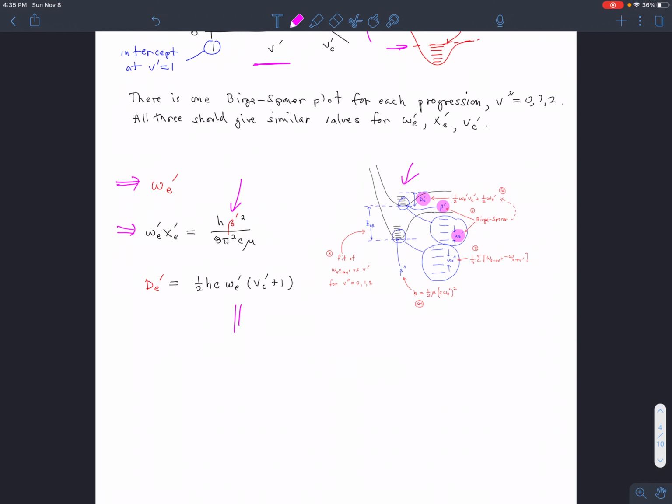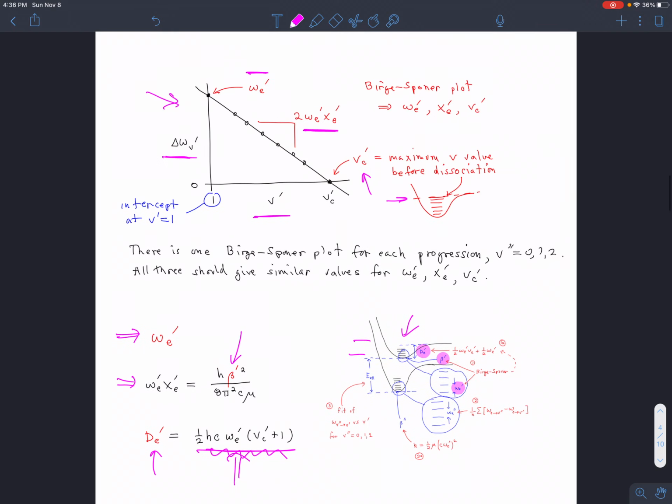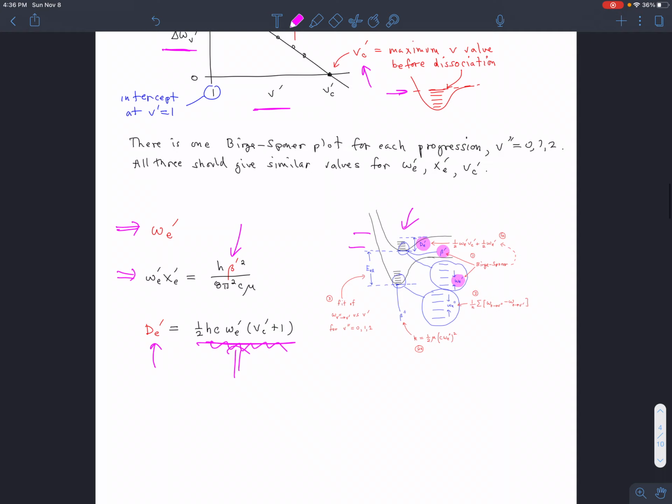And a little bit of monkeying around shows us that the depth of the well in the excited state is YAC. We can also get this from the values that we got from the Birge-Sponer plot. So using the Birge-Sponer plot and these relationships, we get three of the values that we want. We have two left to get.